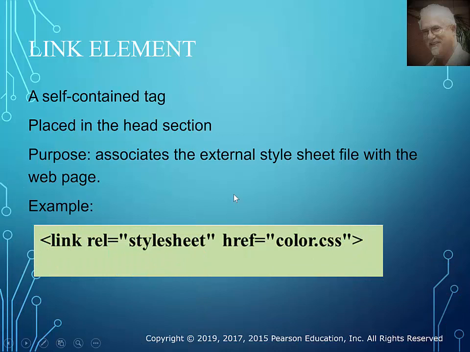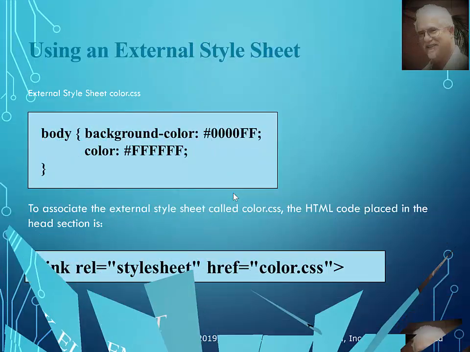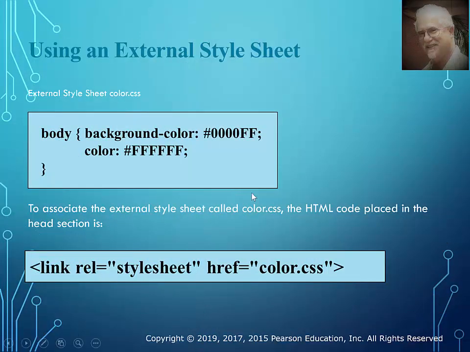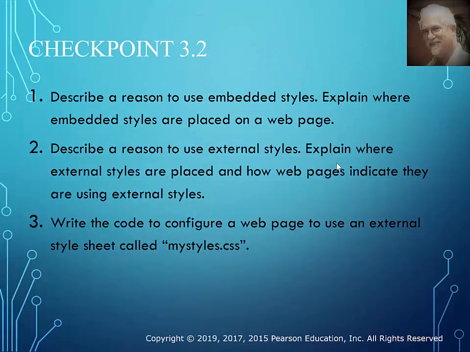We use a link element to connect the HTML file to the style sheet file. Here we have link relationship style sheet, href equals the pathway to the file. Here it's right next door, color.css. Again, syntax is the same. You can put all this on one line, by the way, or multiple lines. Here you have it on 3 lines, 2 to 4 lines. It doesn't make a whole lot of difference. Whatever you're comfortable with, whatever makes it easier for you to read.